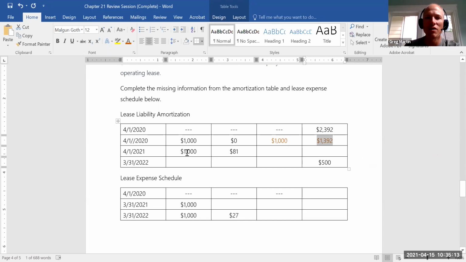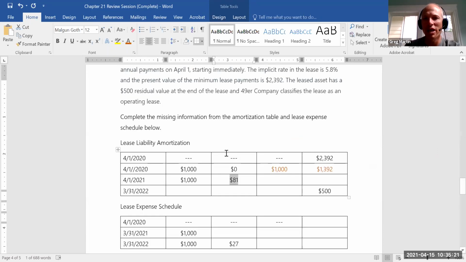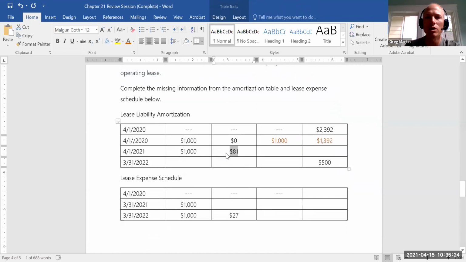All right. Now, given this payment on the next year, 1 year later, this payment, the $81 is calculable. I calculated it for you. But given these two numbers, what is the amortization on 4/1/2021? Good. 919, which gives us an updated carrying value. I'm just going to give you that of 473.